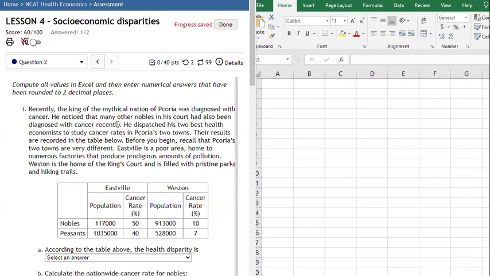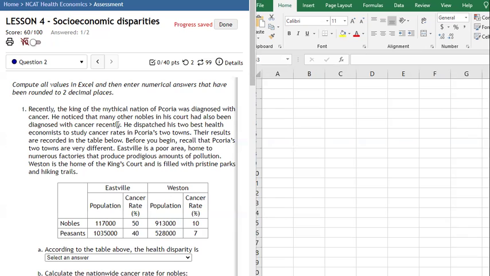Question two of lesson four, we're going to look at some data that you might come across working in health economics. This question actually was inspired by a question that I got from the actual textbook. But what I did is I altered the numbers so that every student has a different solution.